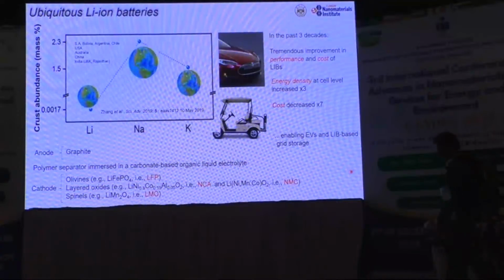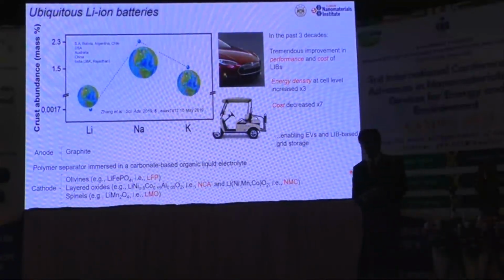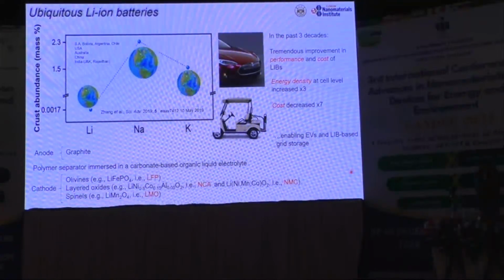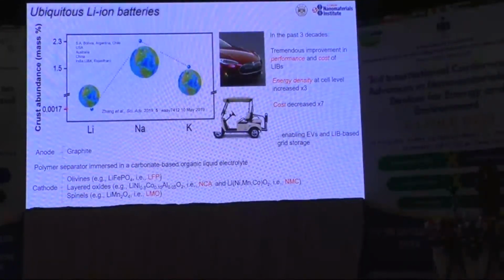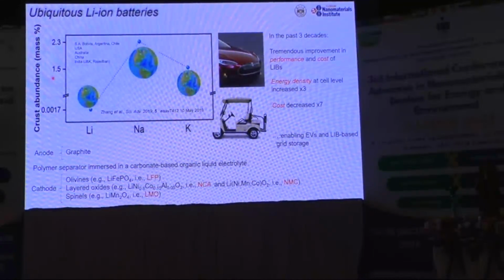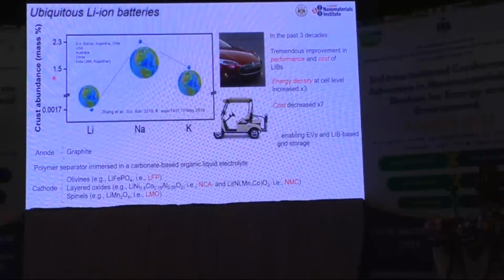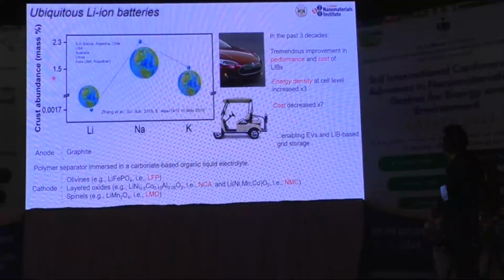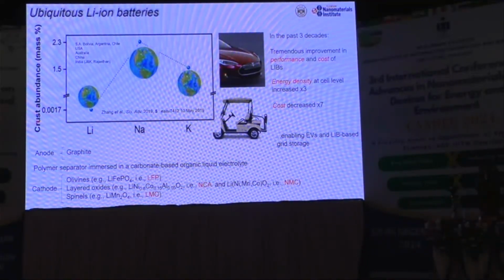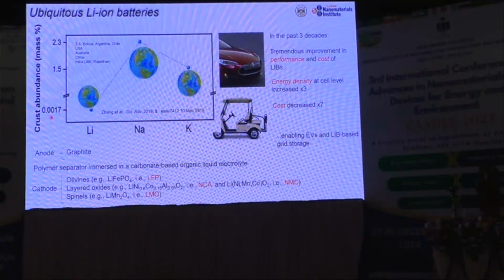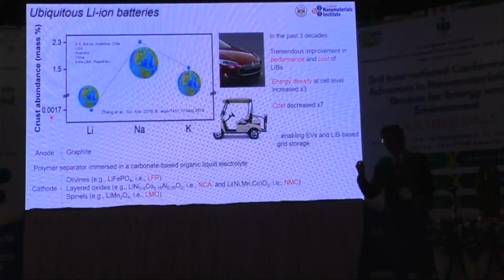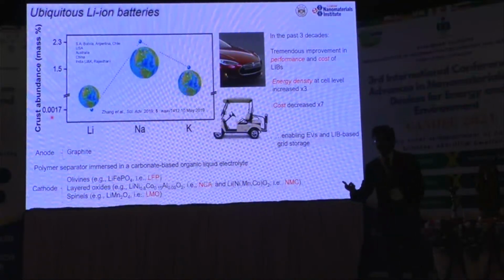So the title was Sustainable Batteries, and this figure very nicely shows what is the problem with lithium. If you look at this bar here, it is the crust abundance of alkali metals in Mother Earth, in the crust of Mother Earth. So lithium is about 0.0017%. So try to wrap your head around that number. It's a very, very small fraction of the Earth that is lithium.